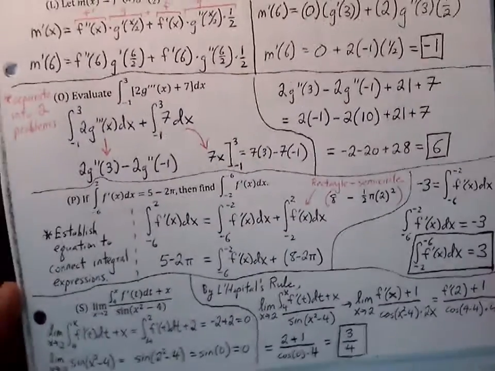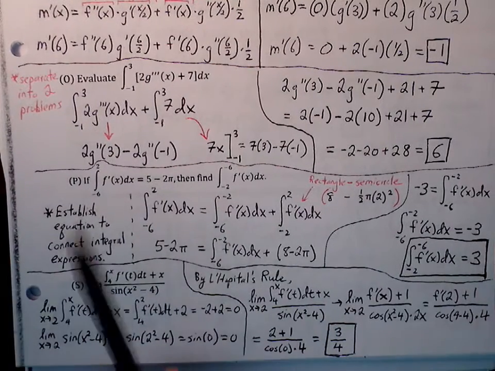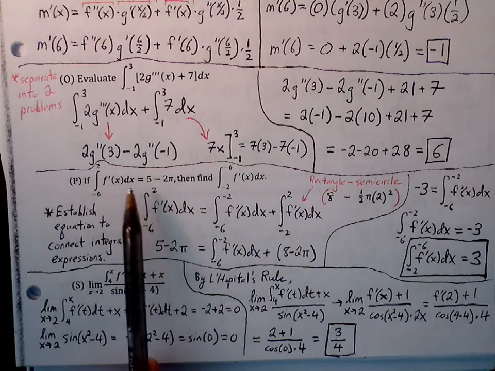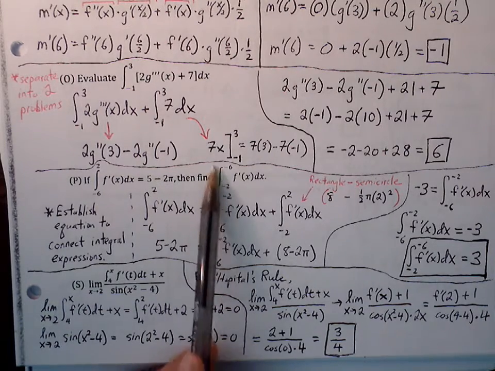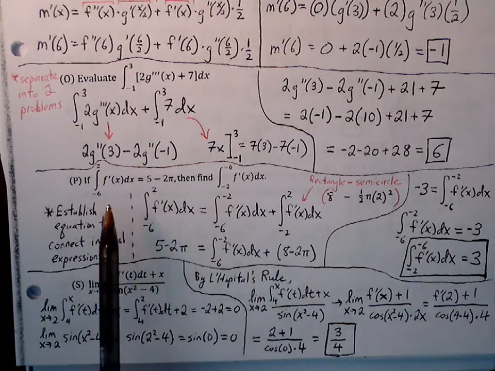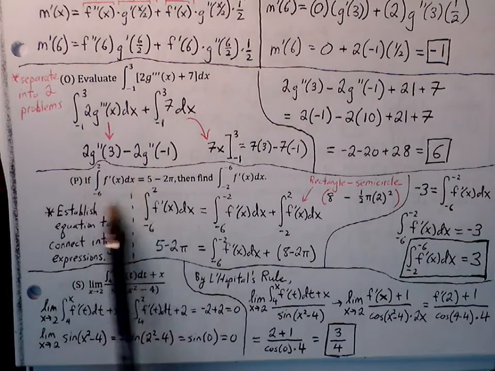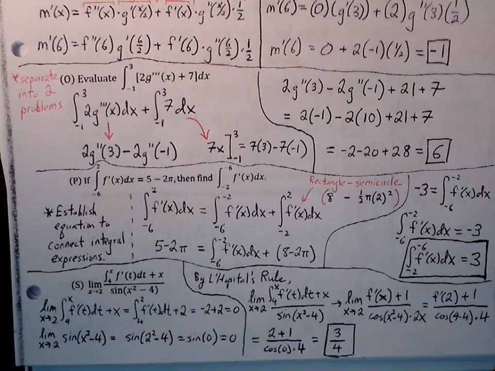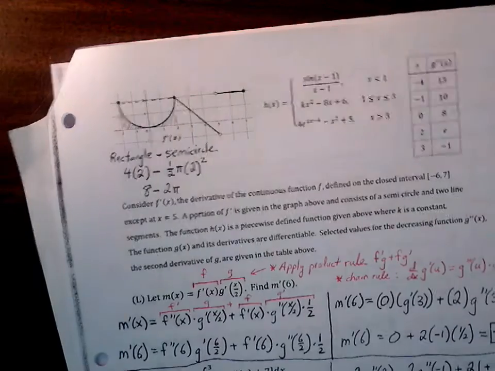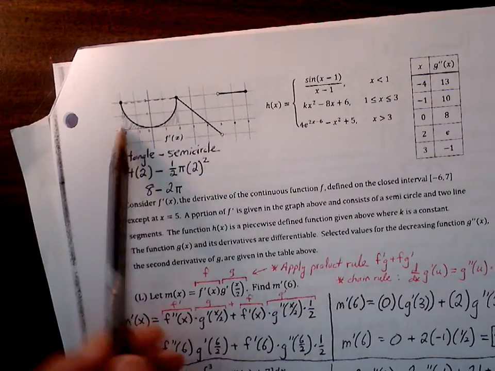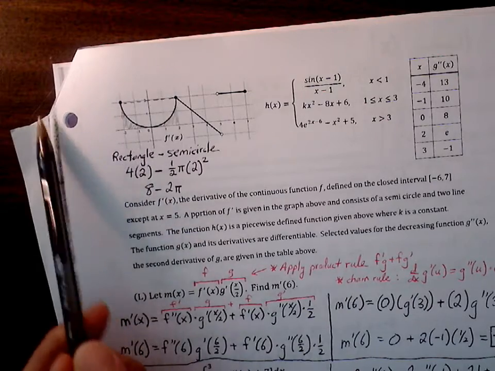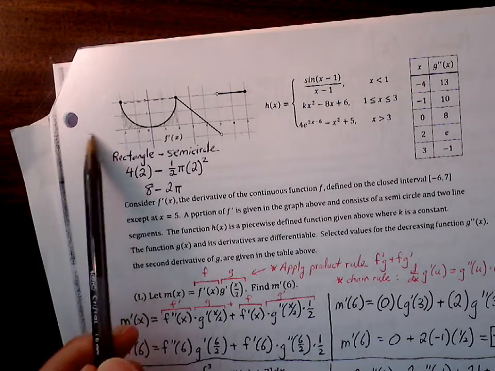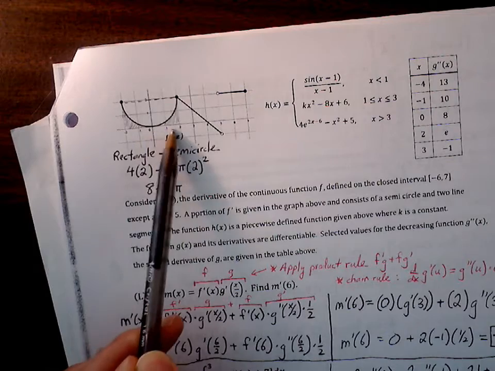All right, next part here. If the definite integral of f prime of x from -6 to 2 is equal to 5 minus 2 pi, then find the definite integral from -6 to -2 of f prime. So let's see here. We have -6 to 2 defined, but notice that -6 to 2 includes a region that we don't see on the graph. So it's kind of like an unknown here. And there's an unknown plus -2 to 2.